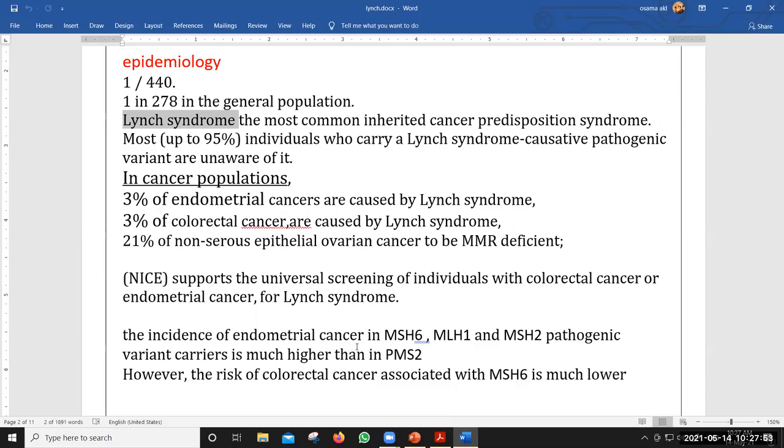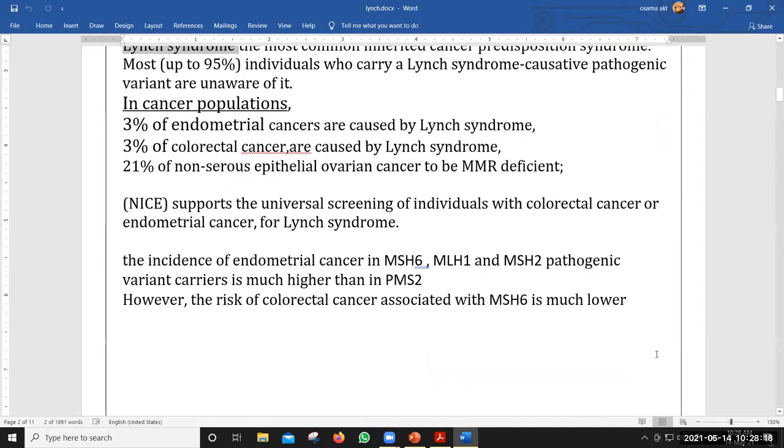So serous epithelial is the commonest generally. What about in Lynch syndrome? Other epithelials, not serous. So mucinous, endometrioid, Brenner, and non-classified are more related to Lynch syndrome. So among ovarian cancers, which ones are related to Lynch? Epithelial, non-serous. 21% of them are caused by Lynch syndrome. NICE recommends that any person with colon cancer and any person with endometrial cancer should have genetic testing for Lynch syndrome.